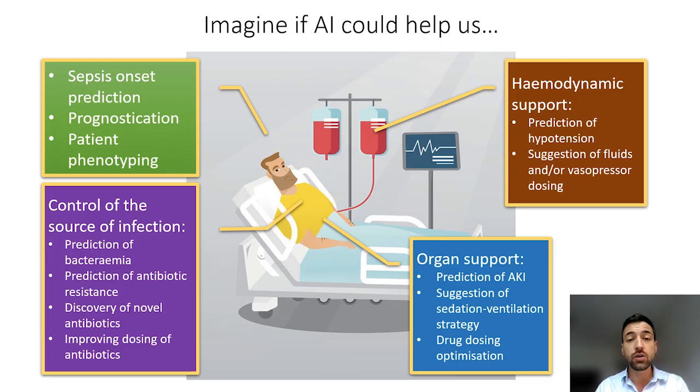And finally, could AI assist us with a number of other tasks related to organ function? For example, predicting AKI, or helping us with the settings on the ventilator or with dosing of various drugs? Well, the answer is that there actually are published proposals of proof of concepts for most of these applications and even more.